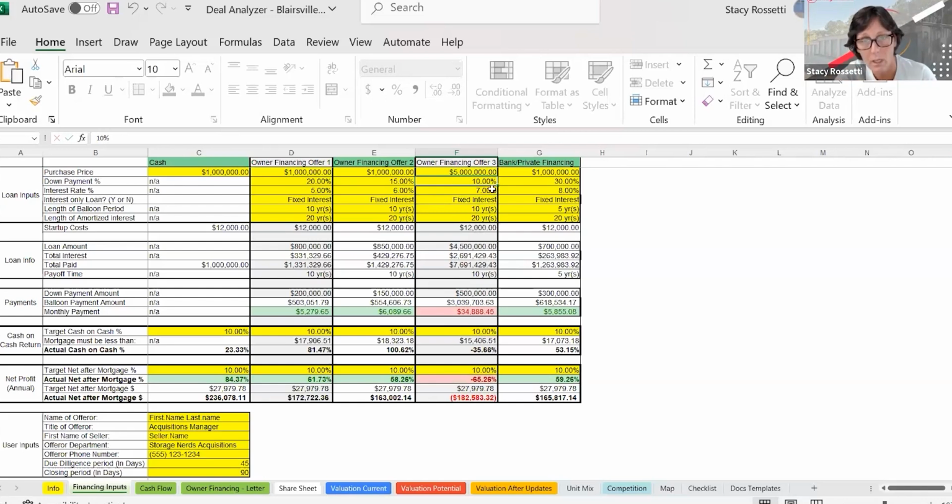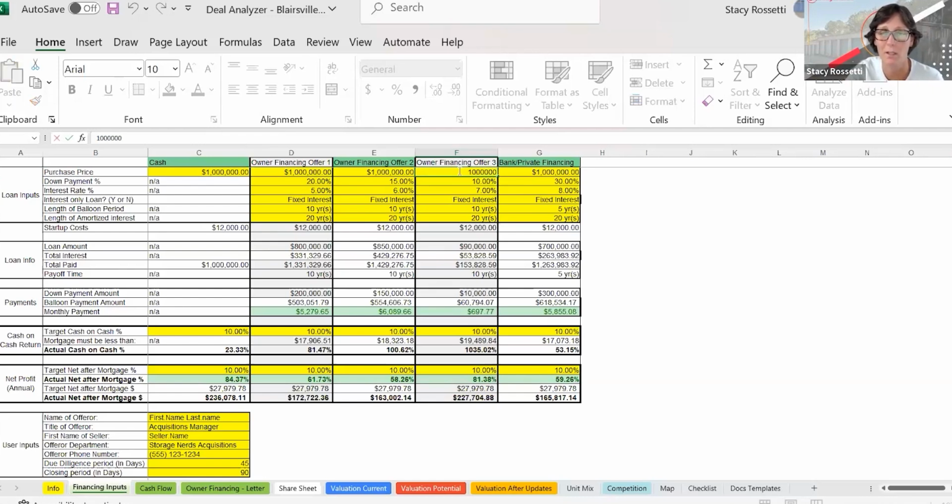So, okay. So now you can see how it turns red, right? It's going to tell you your monthly payment is $35,000. You're at a negative 35% cash on cash return. This is not a good deal. Red is not good. So you have to sit there and play around with the numbers essentially to come up with what numbers would work for you.